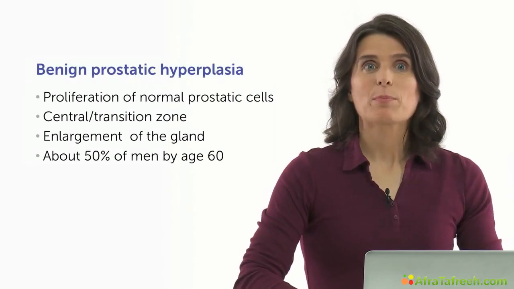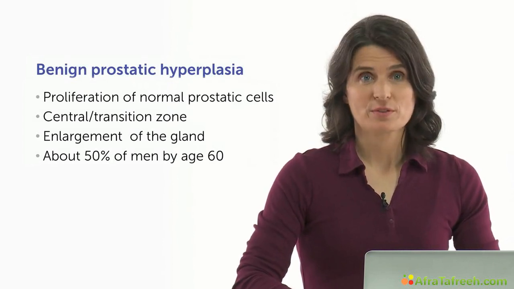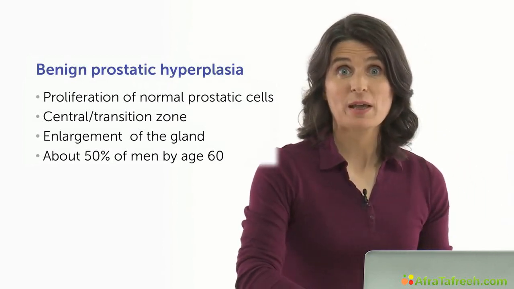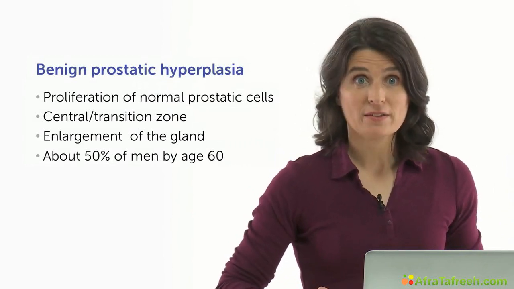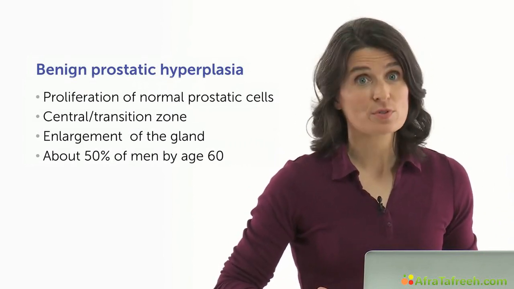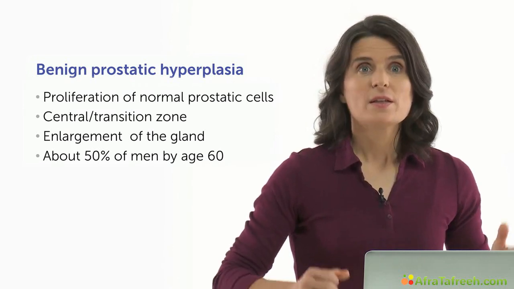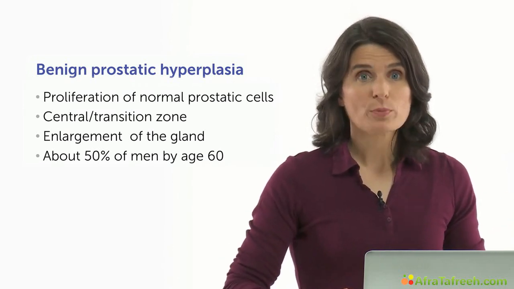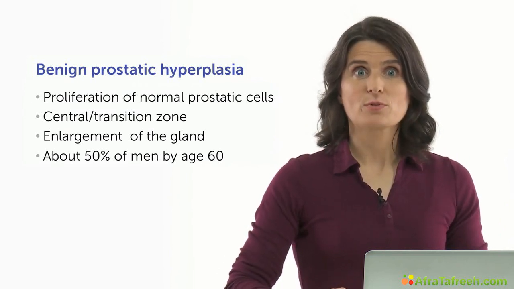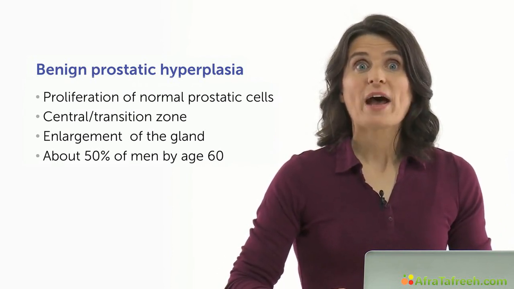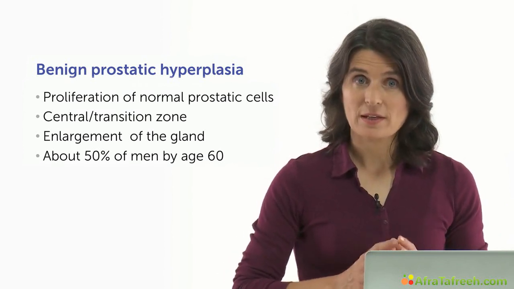And we start with the benign prostatic hyperplasia. Benign prostatic hyperplasia is a very common condition. About 50% of men by age 60 have hyperplasia of the prostate. And at age 90, the prevalence increases up to 90%. It is a proliferation of normal prostatic cells in the central or the transitional zone of the prostate. We find enlargement of the gland that can lead to compression of the urethra.